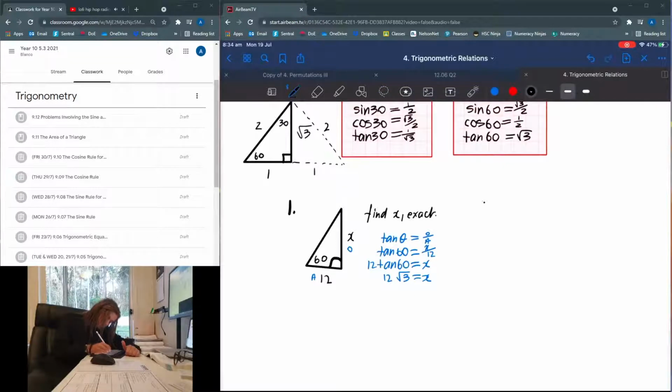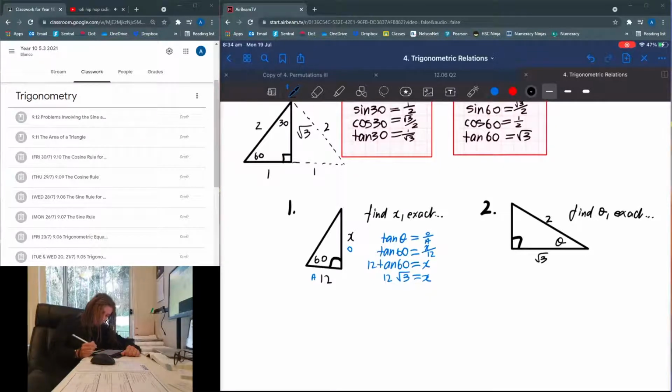All right, let's try another one. Let's draw the triangle backwards for once. This way. Let's say this is theta, 3, 2. Tell me what theta is, but be exact. So find theta exact.